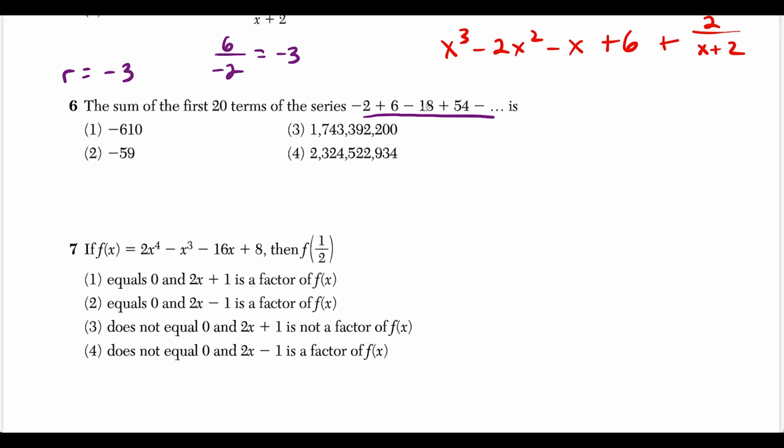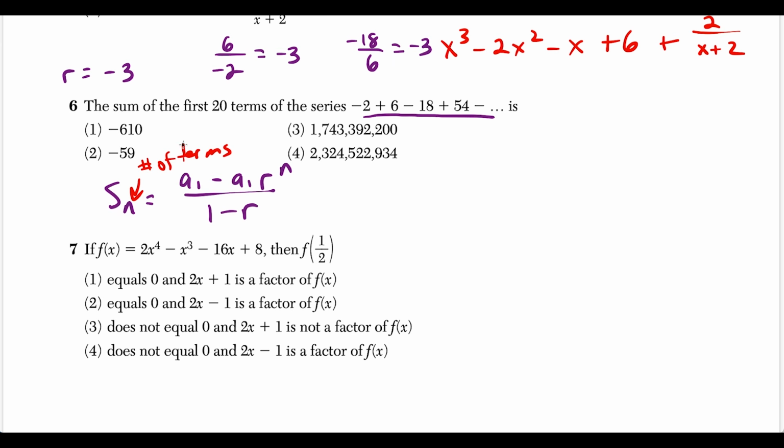This also works if I pick negative 18 and 6. If I did negative 18 over 6, that also gives us negative 3. So once we know that this is a geometric series, the sum of a geometric series is S sub n equals a sub 1 minus a sub 1 times r to the n, divided by 1 minus r. And just one thing to point out here, n represents the number of terms that we're adding.